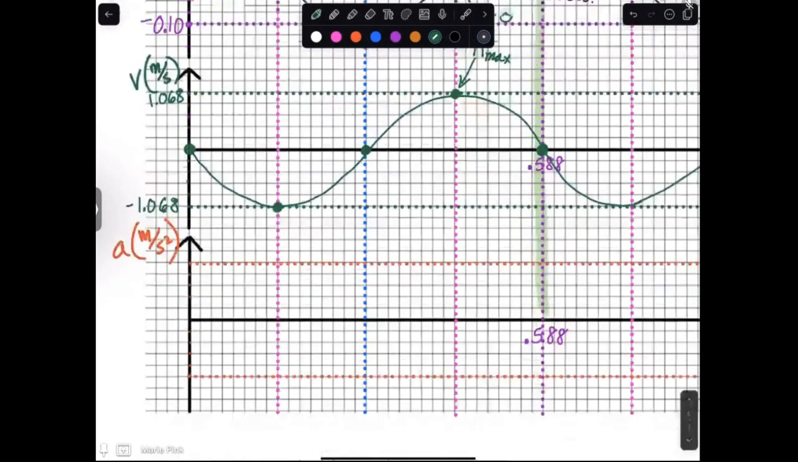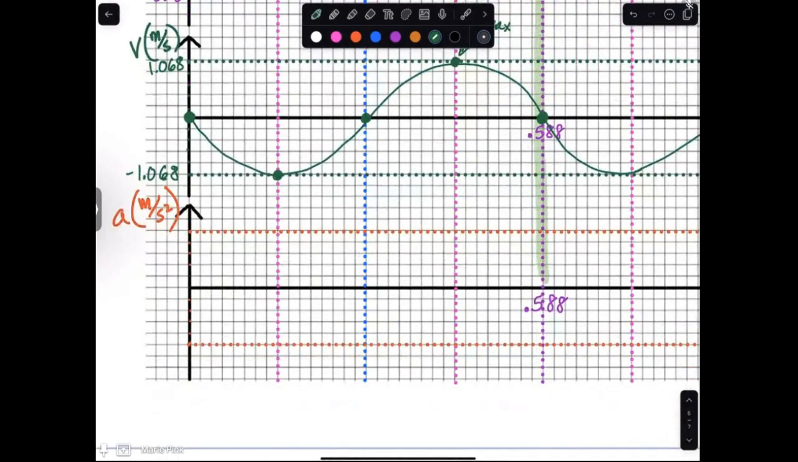Last but not least, we have acceleration. Acceleration is the slope of your velocity versus time graph. So here we're starting with a negative slope, which means we're going to start with our biggest negative acceleration, because that's where our velocity is 0. That means it's moving the slowest, which is going to be when it's at its maximum position.